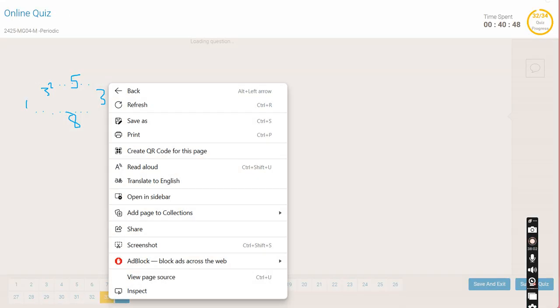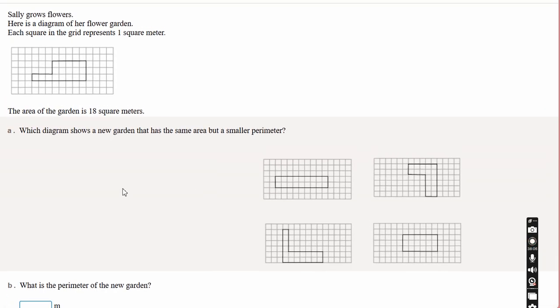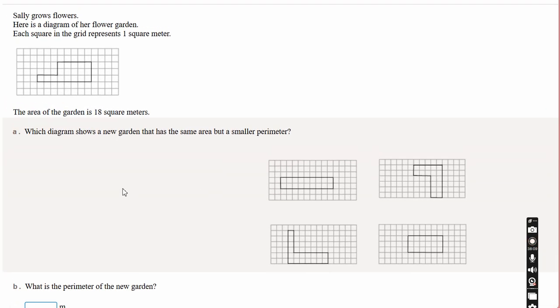Perimeter, you can do it easily like this without any hassle. Now, in the first one, they're saying Sally grows flowers. Here's a diagram of the flower garden. The area of the garden is 18, right? So 18, what are we getting? 9 times 2, 6 times 3, right? That's it. And 18 times 1.